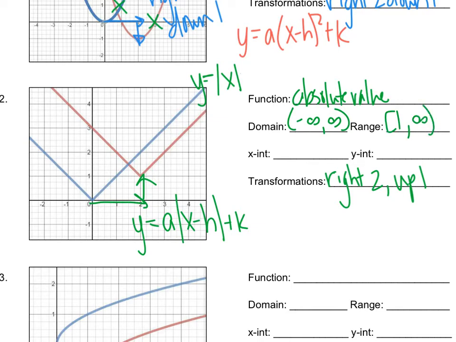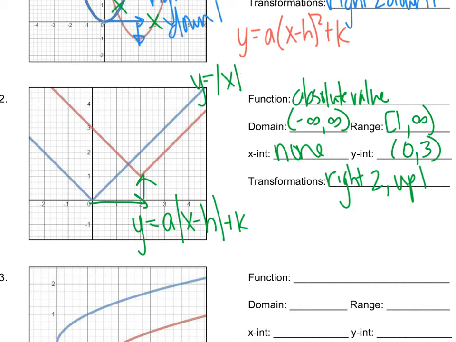Okay. The x-intercept is where the graph crosses the x-axis, which is down here. Notice that our red function does not touch the x-axis at all, so the x-intercept is none. And then the y-intercept is where the graph crosses the y-axis, so we have (0, 3).